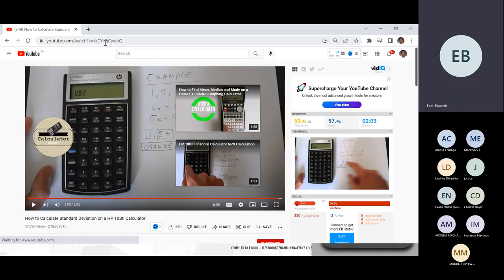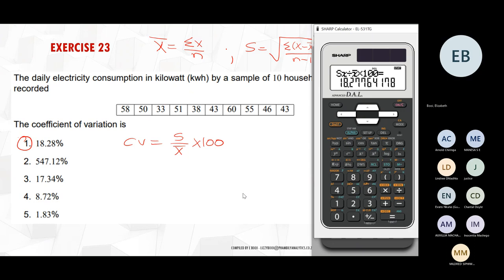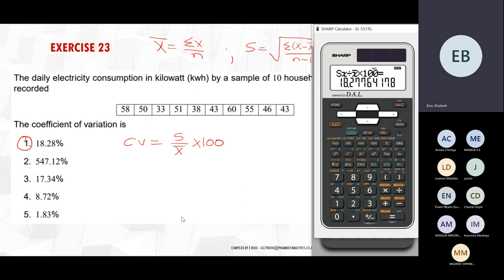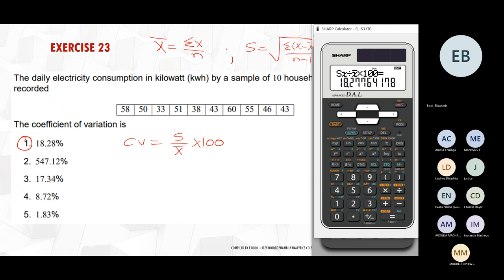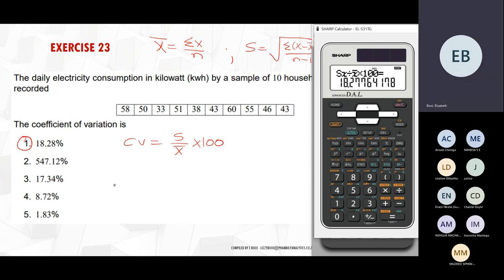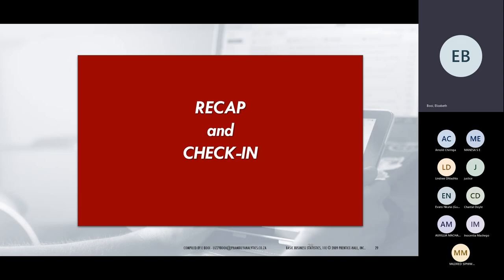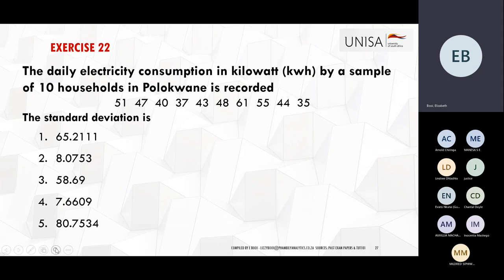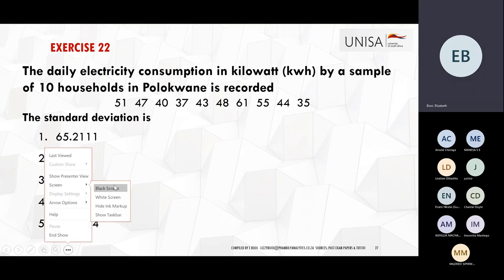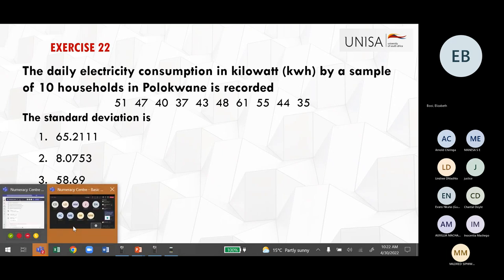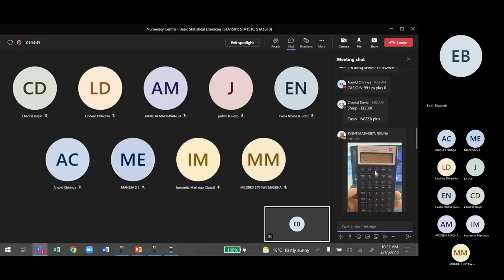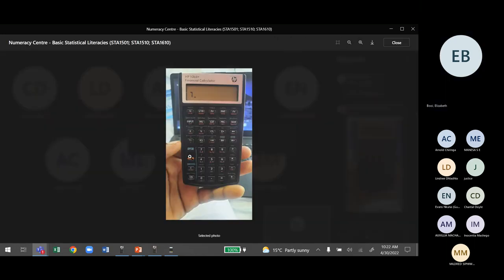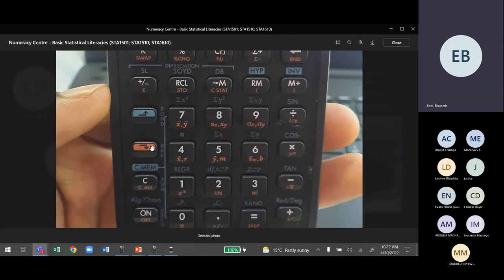Okay, so that then clears up those who are using the HP calculator. So remember, the orange button, which has the arrow facing down. And I just want to go back to your calculator. Remember the arrow facing down and the C. That will clear your calculator from your memory. So you press the orange and then the C.